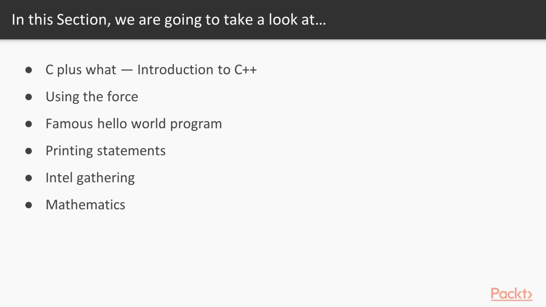Printing statements. Here we're going to learn how to create output statements. Intel gathering. Basically, we're just going to learn how to create input methods for the interactive user. And then finally, we're going to go into mathematics. Put math into it by adding input and numbers in our program.